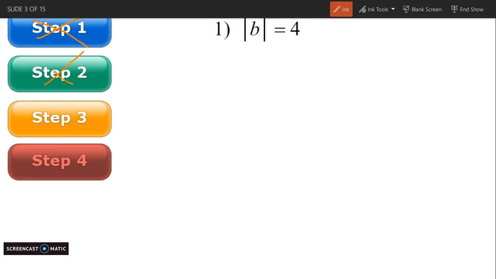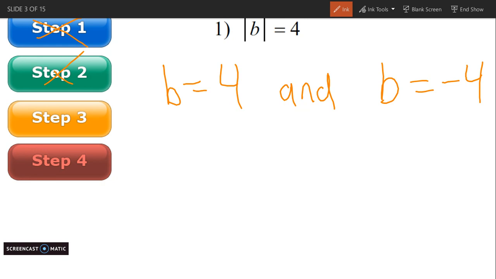Step 3 is to set up those 2 equations. Your first equation, just the normal equation, the way it's written without the absolute value. And then your second equation, the same equation on the left side, the b, except you're going to make it negative on the right side. Step 4 is to solve, but in this case, there's nothing inside the absolute value to do, and so we're done here. b equals 4 and b equals negative 4. As a reminder, that's saying that the absolute value of negative 4 is 4 and the absolute value of 4 is 4 when we substitute them back in for b.